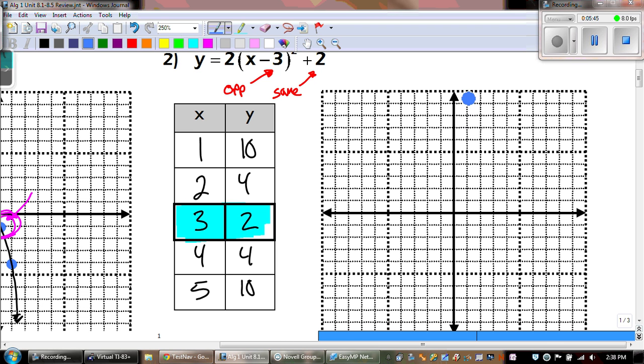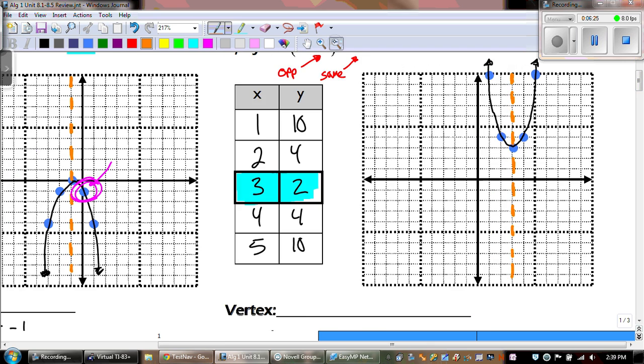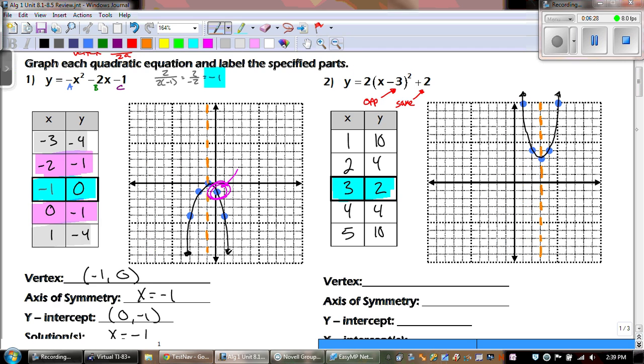All right, so graphing this, we have the points 1, 10, 2, 4, 3, 2, 4, 4, and 5, 10. And now we graph. So I'm making my parabola as smooth as possible. Cool. I'm going to draw my axis of symmetry in. The axis of symmetry is what cuts our graph, our quadratic function, our parabola, in half. And now let's answer these questions.